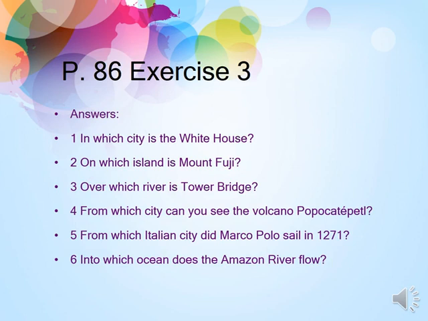4. From which city can you see the volcano Popocatépetl? 5. From which Italian city did Marco Polo sail in 1271? And finally, into which ocean does the Amazon River flow? You can depend on the answers to know the solutions of this exercise.